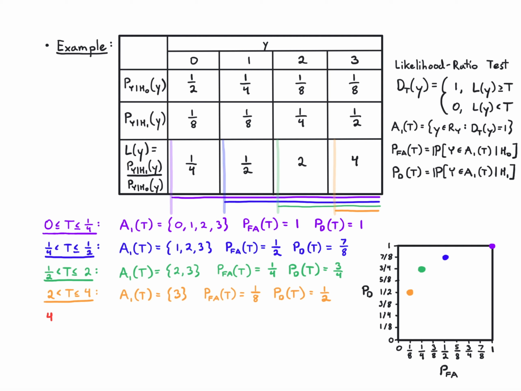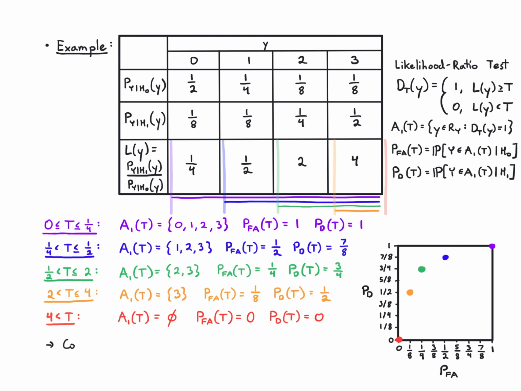Okay, and then actually I have one more thing left to do. I can put the threshold above 4, so I don't pick any values. So my decision region is now empty. I never pick 1. So probability of false alarm is 0 because I never pick 1. And probability of detection also is 0 because I never pick 1. That's this point on the bottom.